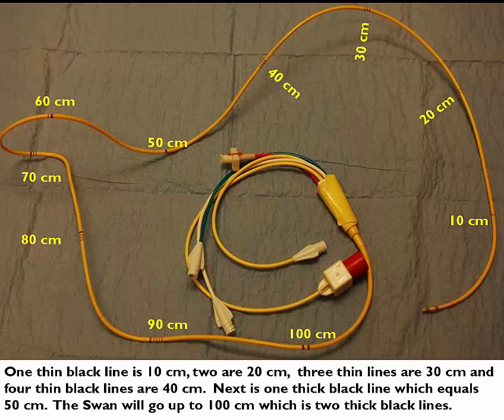One thin black line is 10 centimeters. Two are 20 centimeters. Three black lines are 30 centimeters, and four thin black lines are 40 centimeters. Next is one thick black line, which equals 50 centimeters. The Swan will go up to 100 centimeters, which is two thick black lines.